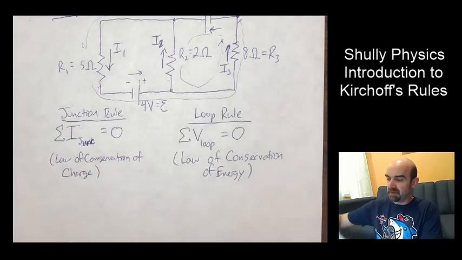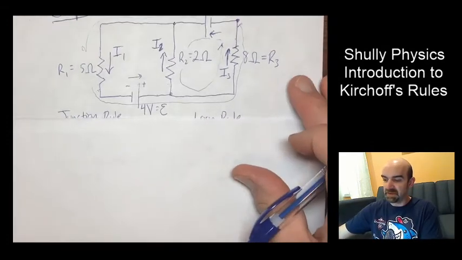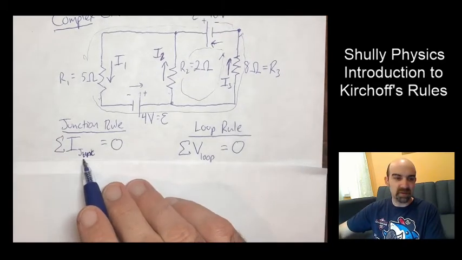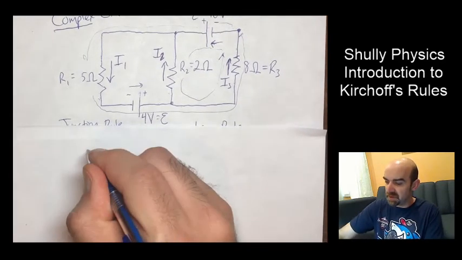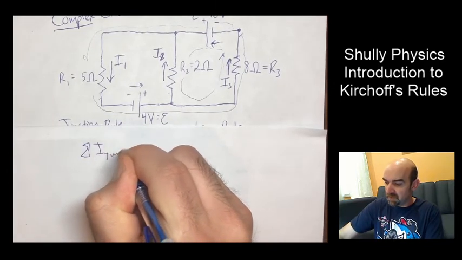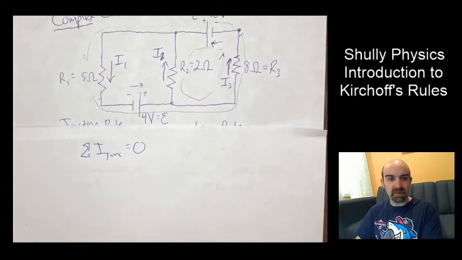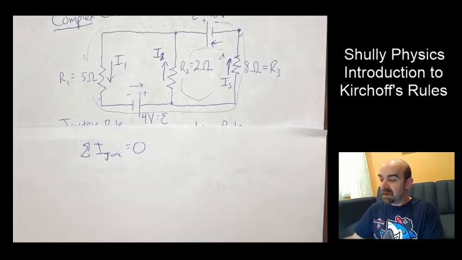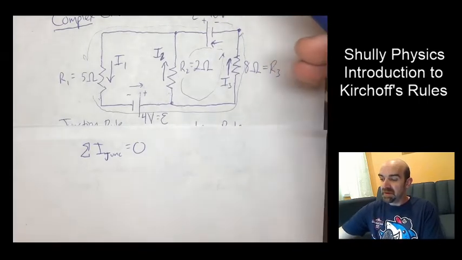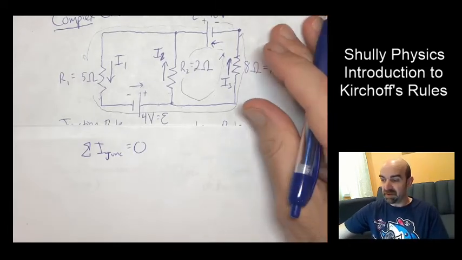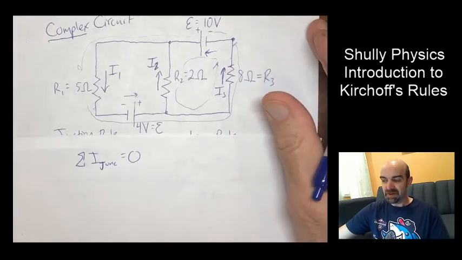And I'll flip it around here. Let's do the junction rule. All right. So the junction rule: the sum of the currents at a junction equals 0. And we'll rewrite that. Okay, that is not a great junction. There we go. So there are 2 junctions, but there's only one unique junction. Only one of them is really unique. Actually, they're both the same.